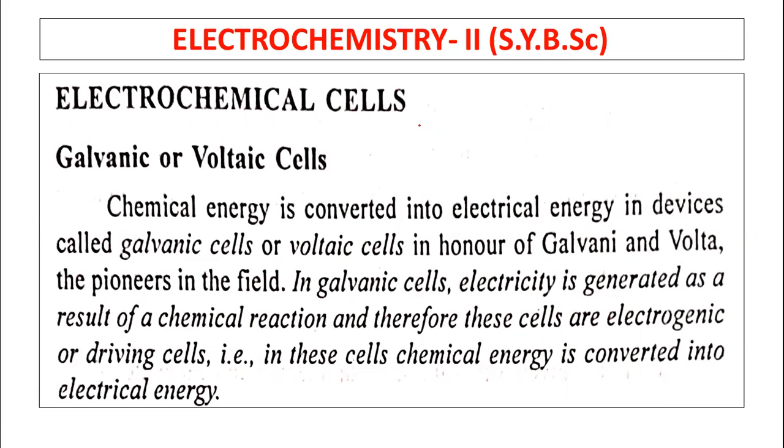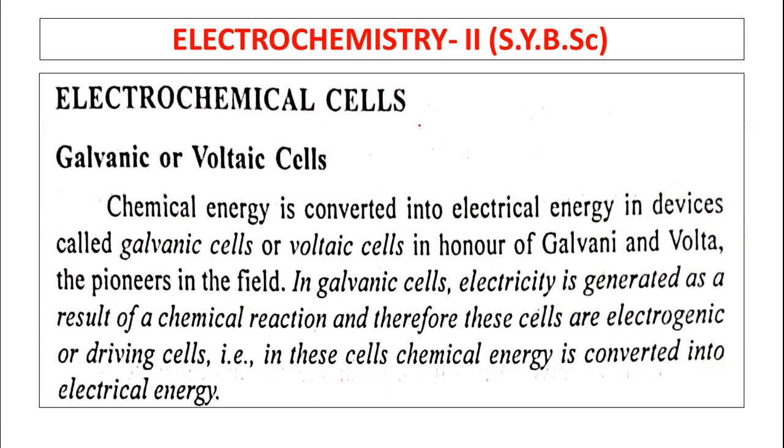In electrochemistry first, we discussed conductance, specific conductance, molar conductance, equivalent conductance, variation of molar conductance with concentration for strong and weak electrolytes, then Kohlrausch's law, and application of Kohlrausch's law in the determination of solubility and solubility product of sparingly soluble salt, in the determination of dissociation constant of weak acid, and in the determination of ionic product of water.